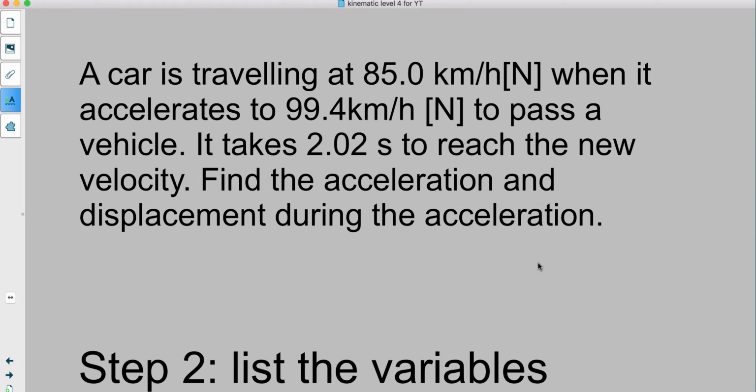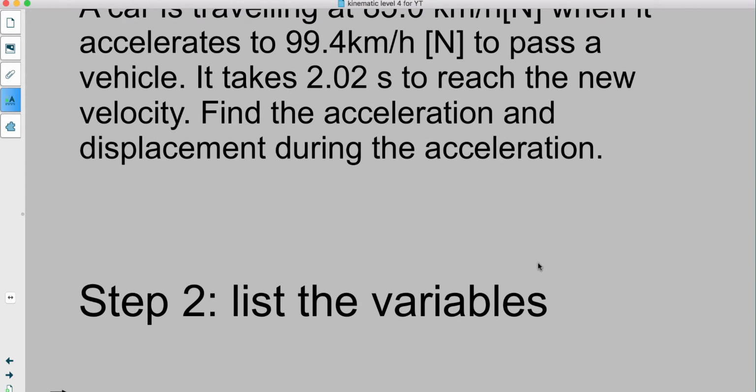Now you'll notice that I say step 2, list the variables. Step 1 is read the question. I actually recommend reading it more than once, reading it multiple times to make sure that you actually know what is being asked. Some people actually do things like underline. Here is one of the things I'm looking for, acceleration. Here's the other thing I'm looking for, displacement. Just make sure you understand what it is the question is asking and the information that you've been given.